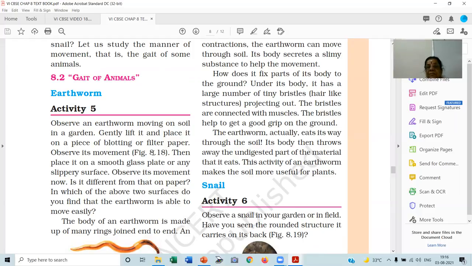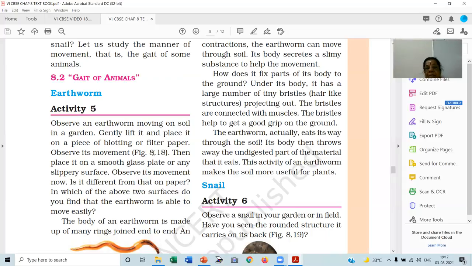I hope you understand. Under the body of the earthworm, it has a large number of tiny bristle-like structures called setae. Note down setae, S-E-T-A-E. The bristles are connected with the muscles.